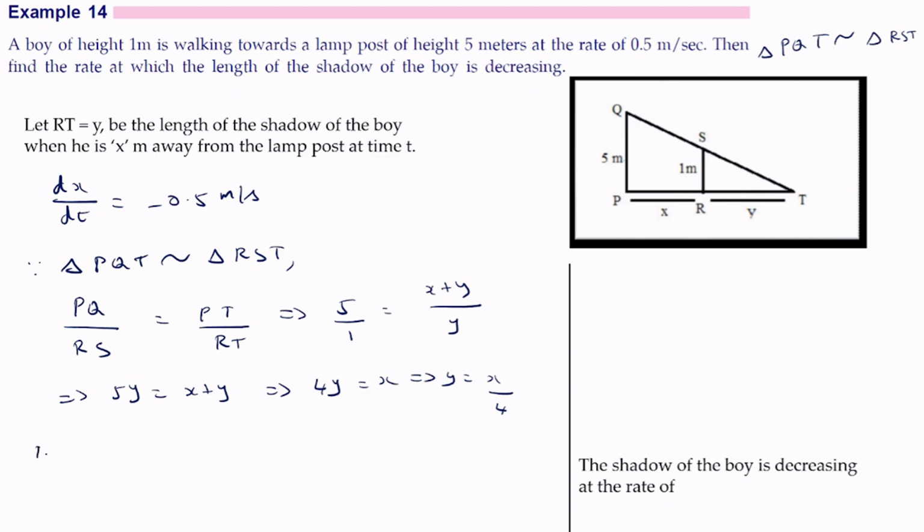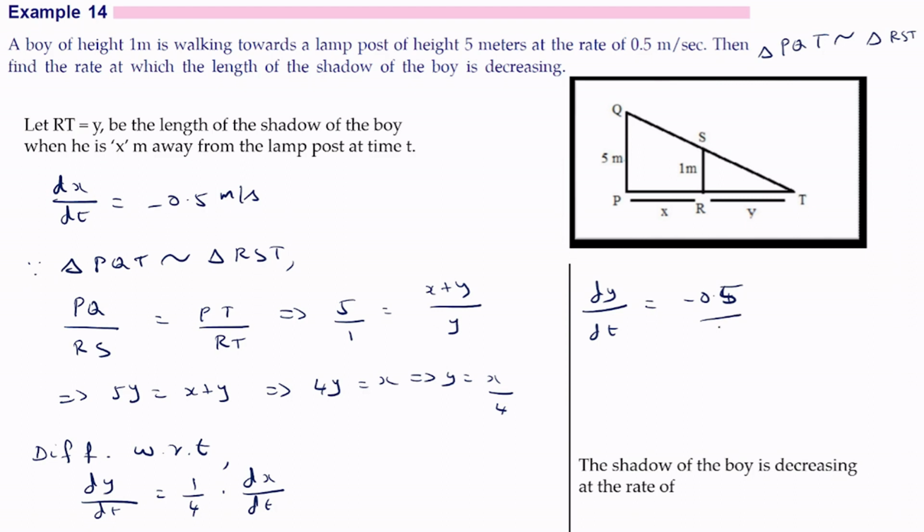Now let us differentiate with respect to t. Differentiating with respect to t, dy by dt equal to 1 by 4 into dx by dt. Now since we already have dx by dt as negative 0.5, dy by dt is minus 0.5 by 4, or 0.5 is half. So this is minus 1 by 8 meters per second.